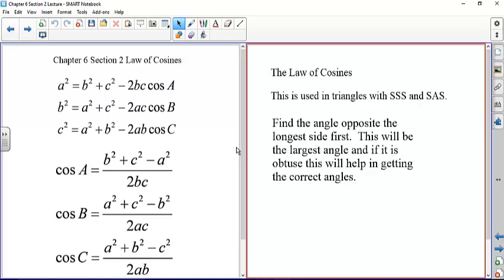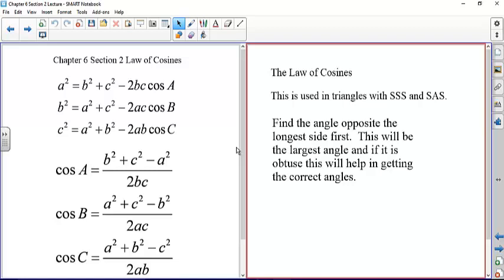Now, if given a choice, what you do is you find the angle opposite the largest side first, and this will also be the largest angle. And if it's obtuse, this will help in getting the correct angles for the other ones. I just worked through the homework and I don't really remember having to use that, but I may have done it subconsciously, as far as doing the largest angle first. So keep that in mind when you look at the homework. What we may find out is that in some cases it doesn't really matter which angle we do first, but to be on the safe side, you should do the largest angle. That means when you have side, side, side, there's really no choice; when you have side, angle, side.